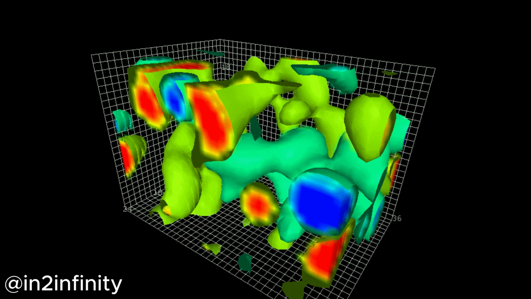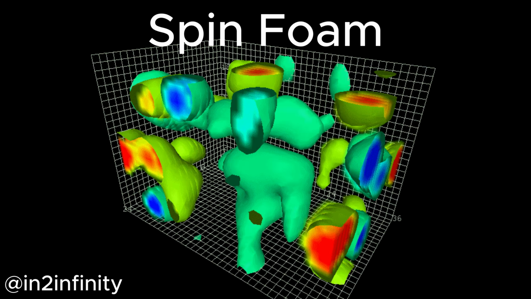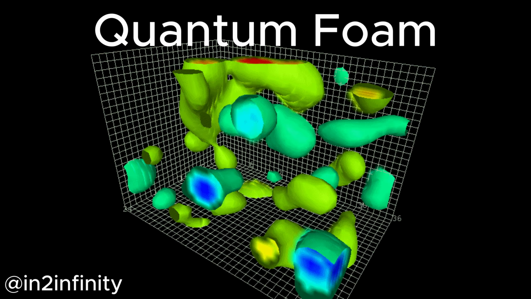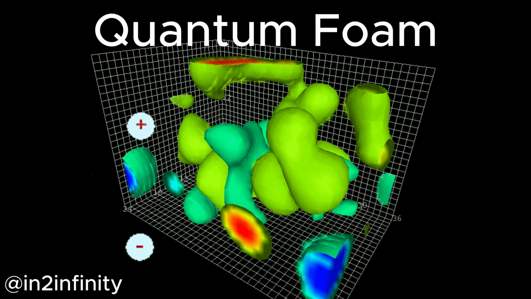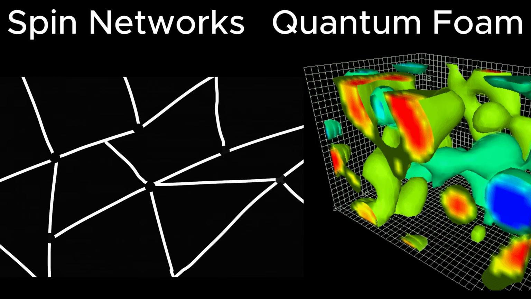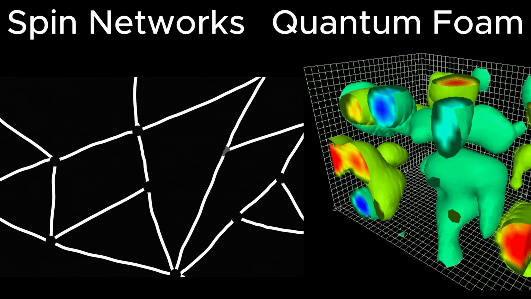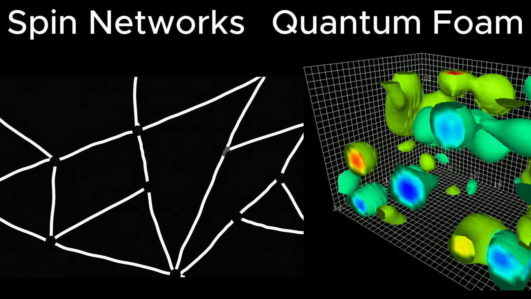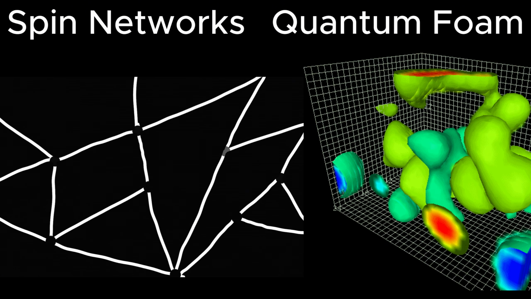But if you zoom out a little bit, space would appear foamy. You can call this spin foam, quantum foam, whatever you like. This is because of the particles constantly annihilating with each other and the spin networks constantly changing. So these random space-time fluctuations are what actually progresses the arrow of time.